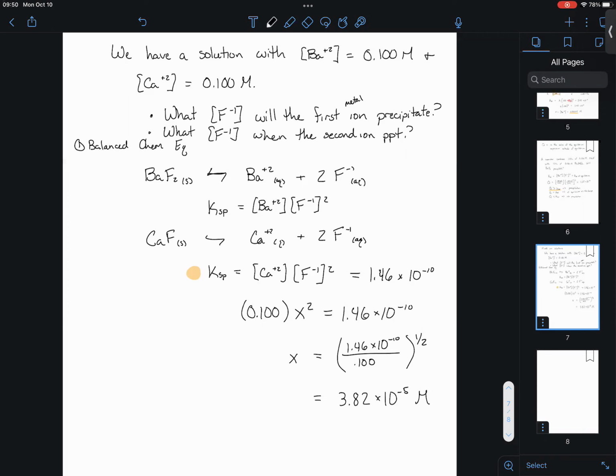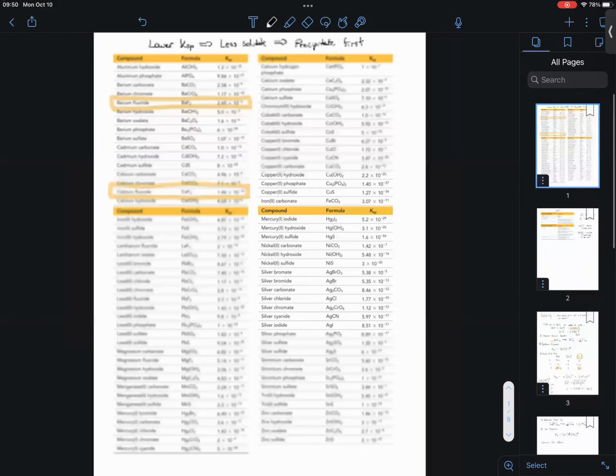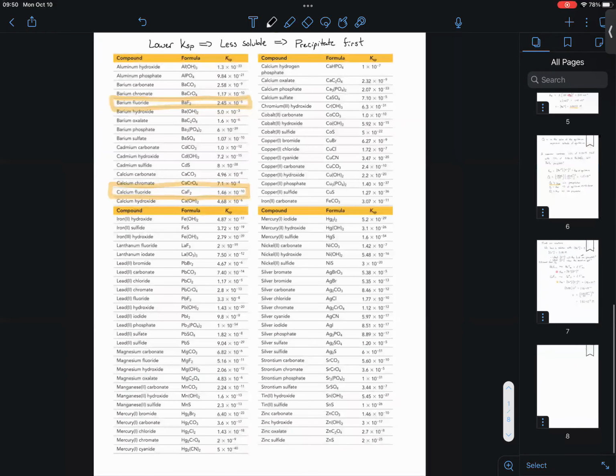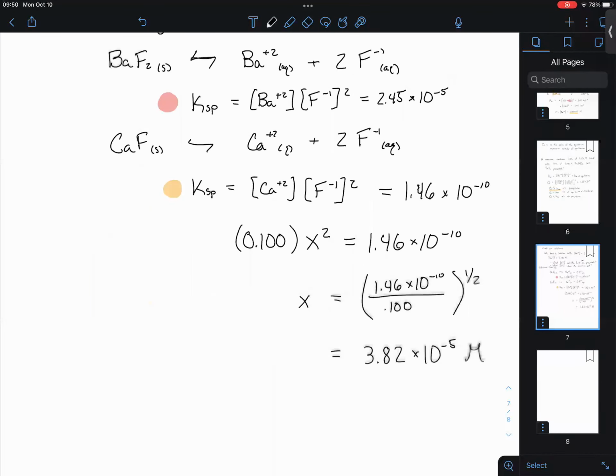Well, my second one is going to be the barium fluoride here. So I'm going to look up the Ksp value for that. That was, what was it, 2.45 times 10 to the negative 5. Okay, I'm going to make some room here.